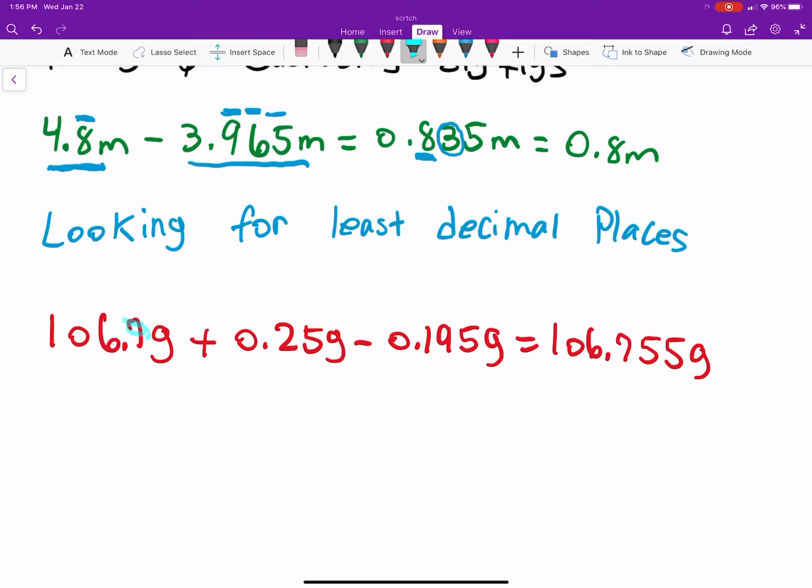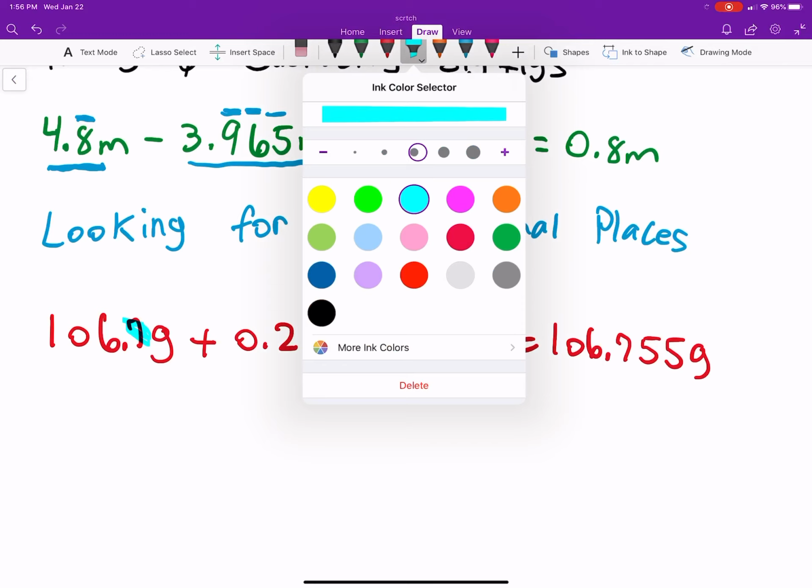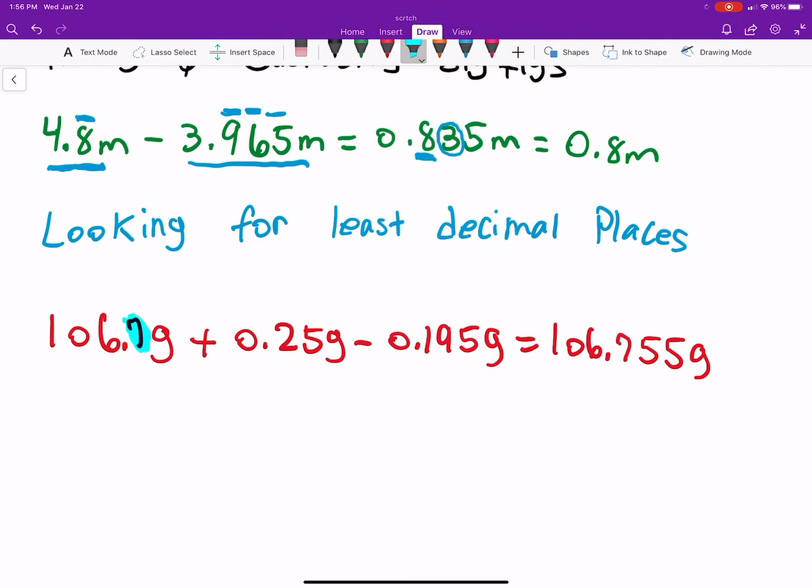So this has, let's make that a little bit bigger. This has 1 after the decimal, 2, 3. So our answer should just have 1. So we look at our 8, and we say, well, 5, that means we round up, 106.8 grams. And that's how we do adding and subtracting.